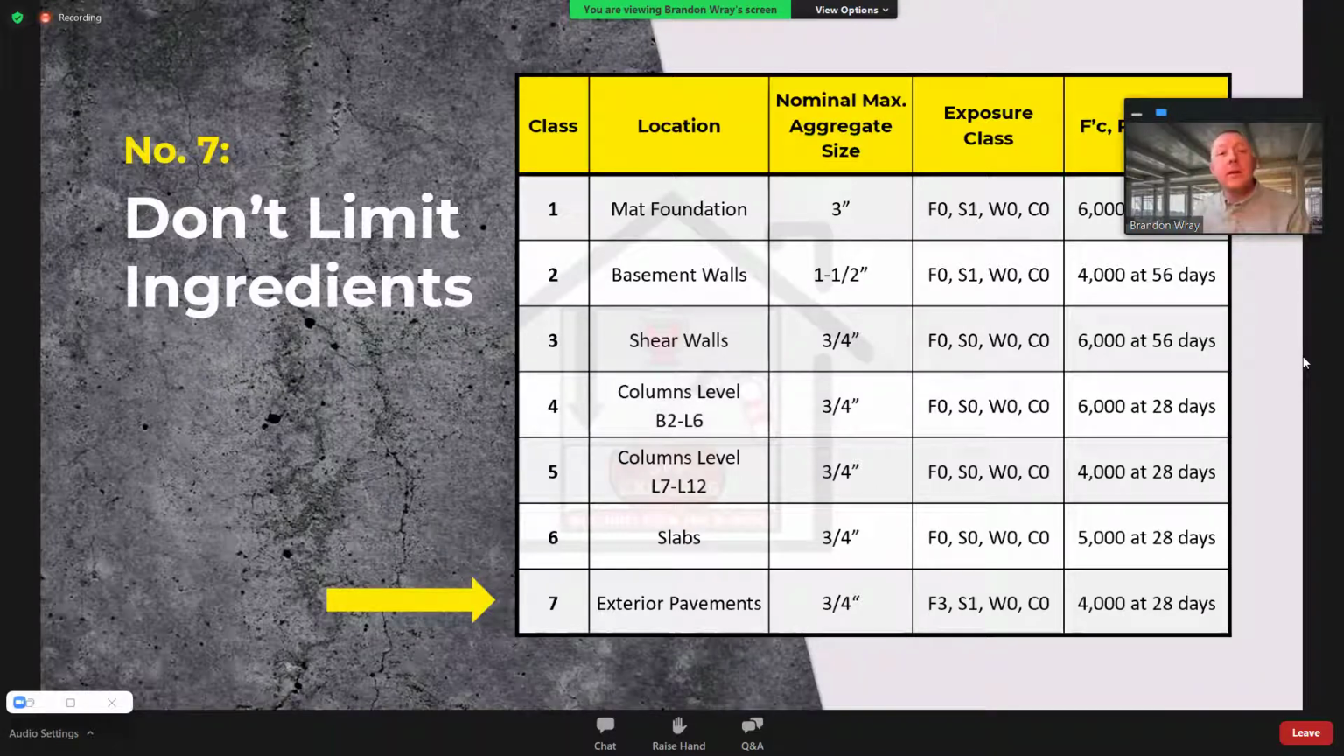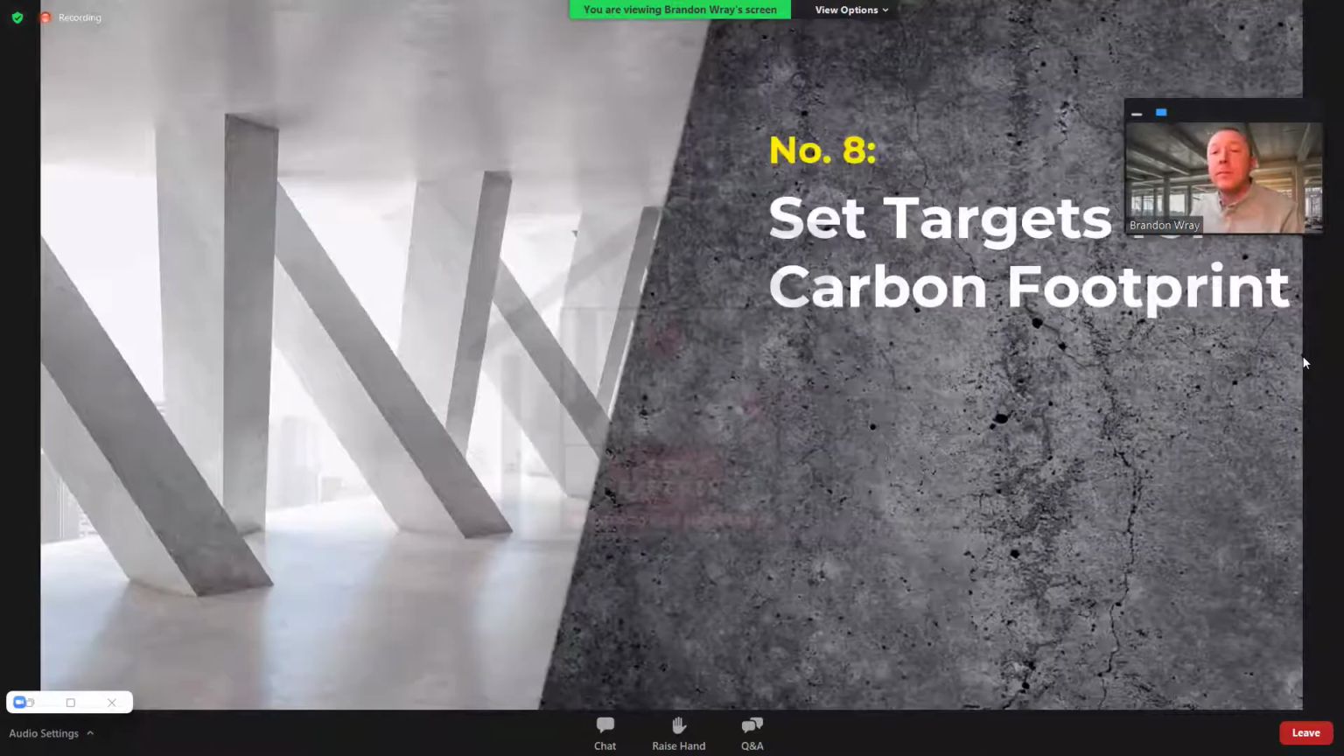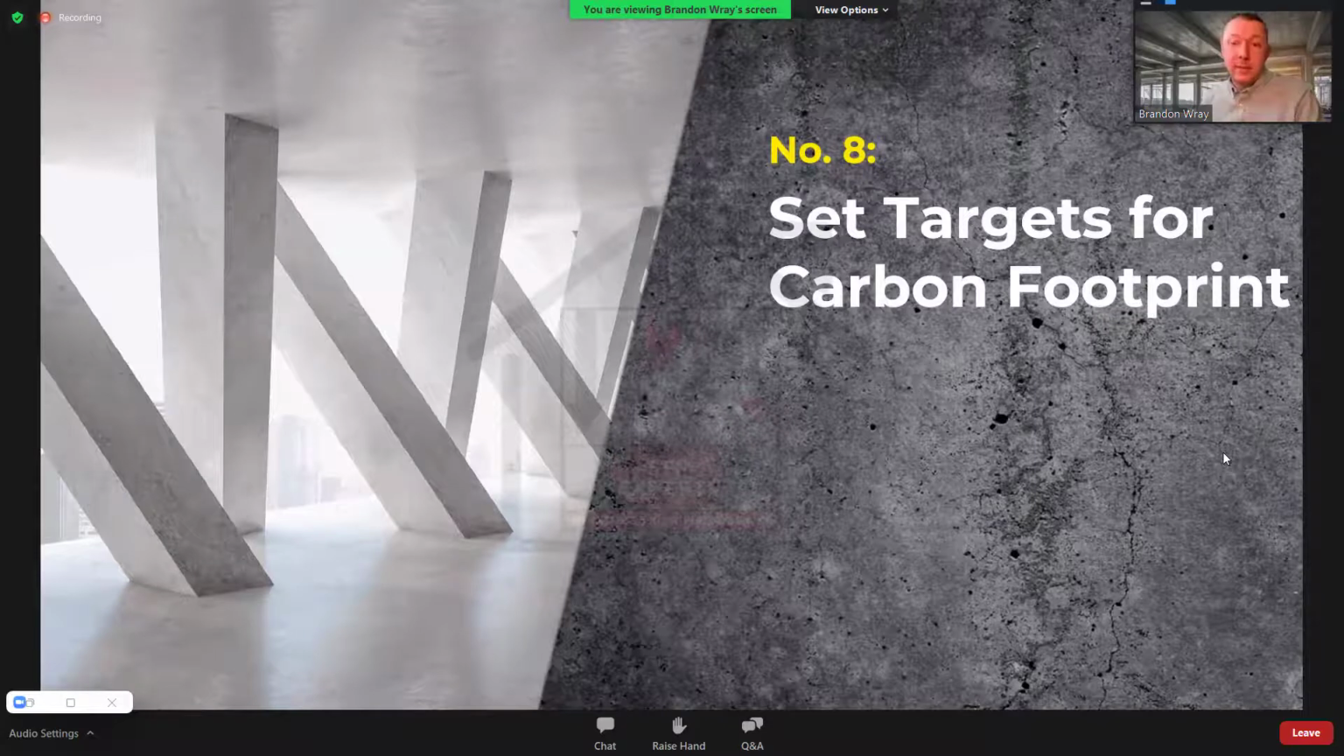Item number 8 here, set targets for carbon footprint. This strategy is for those with assessment experience with EPDs, which is environmental product declarations, which we'll cover later today, and an understanding of global warming potential for mixes. The big goal here is to resist the temptation to set carbon footprint limits for individual classes of concrete. In effect, this is the same as providing prescriptive limits on the material properties previously mentioned that we don't want to do. It leaves little room for the contractor to adjust for schedule needs and other things on the project.